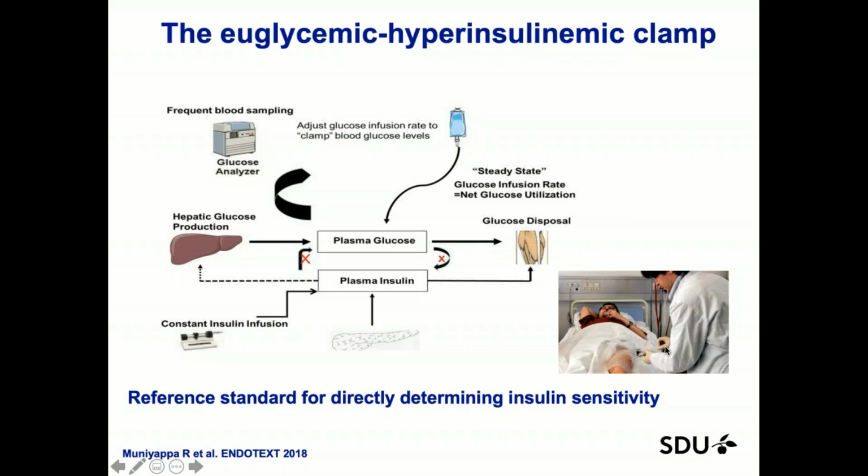clamp. So in this method, what you do is infuse insulin at a constant rate, which means that you will reach a condition called hyperinsulinemia in the body. At the same time, you will also infuse glucose, so clamp means you infuse glucose to keep glucose at a constant concentration. Therefore the name clamp. Euglycemic means that you reach a normal glycemia at certain points.